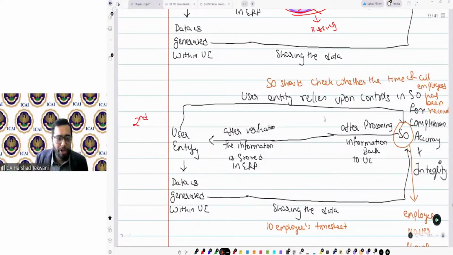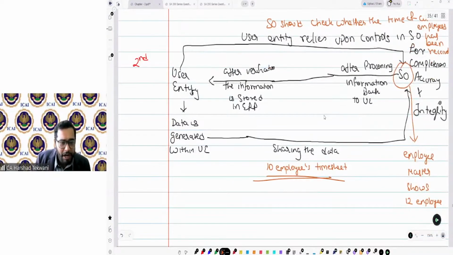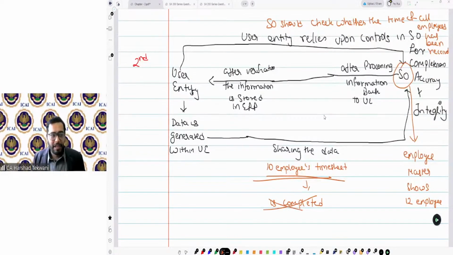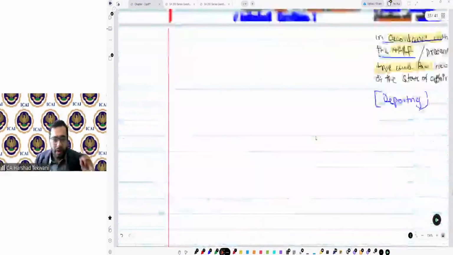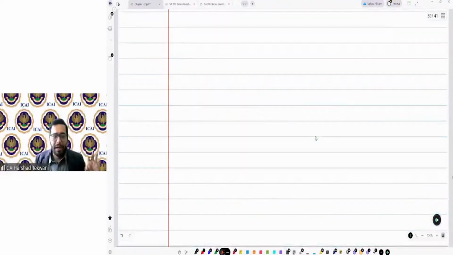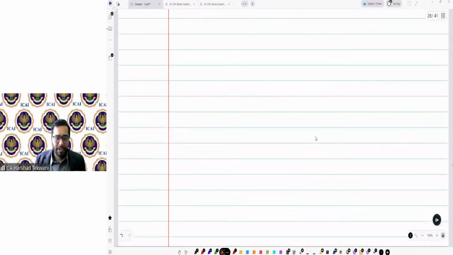The user entity is not checking whether the data which is being shared here is complete. This control is placed, or they are relying on the service organization: you perform it, you look into that. I will not look into this control. Whatever data I throw to you, you process it and just give me the final output back. In that case, there are no controls in the user entity, but the controls are being relied upon at the service organization.